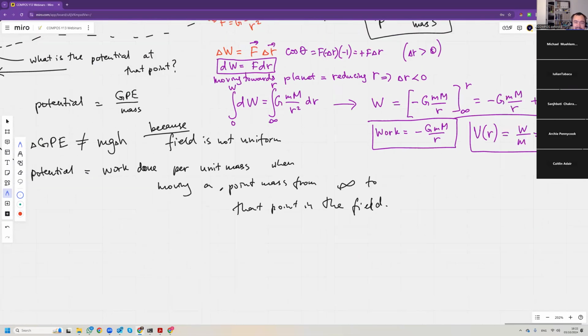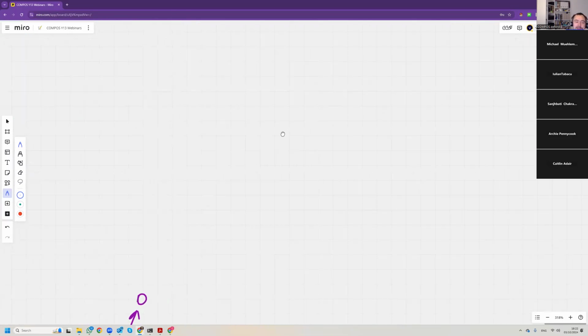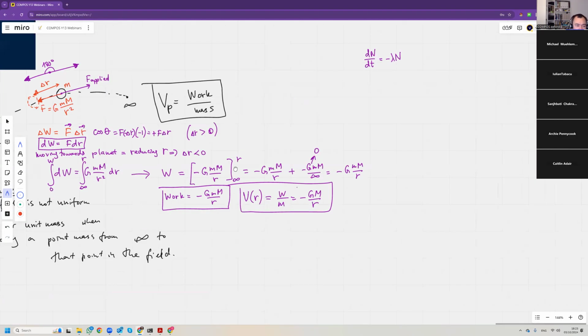The negative change. Just like when you do radioactive decay, you do dN over dt is equal to minus lambda N. So where does the minus come from? The minus comes from the fact that dN is negative, because you are reducing the number of atoms, and that's why it's negative. So it's a similar thing.